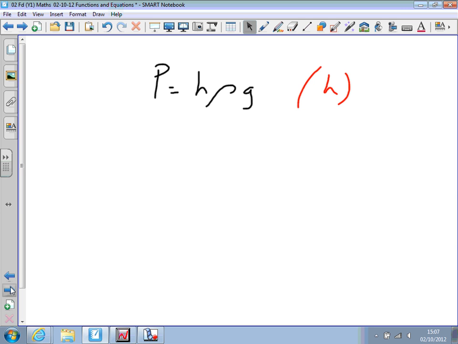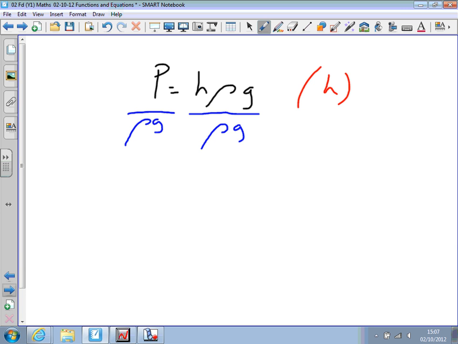Rearrange that formula for me then. Without looking at last week's notes, because we've done this already, just tell me what to do. You probably won't need to write this down because you've got it written down. So let's just look at it. I want to rearrange for H. So what are we going to do, Matt? Right, P pressure, that symbol rho. Yeah, correct. Divide both sides by rho G.